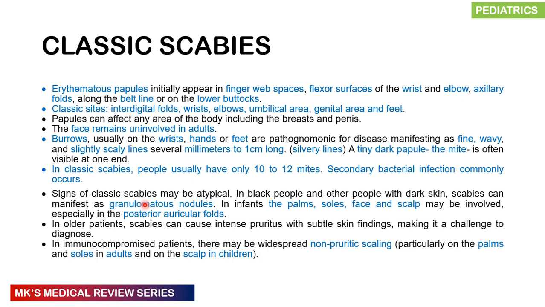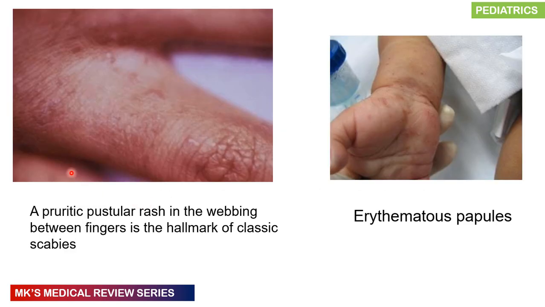And in those that are immunocompromised, those that are immunosuppressed, there is widespread non-pruritic scaling. Remember, this is going to be particularly common in the palms of the hands and the soles of the feet in adults, and very common in the scalp. So sometimes you may even confuse this with syphilis. So here is the picture.